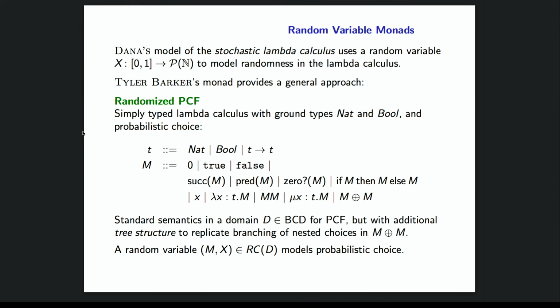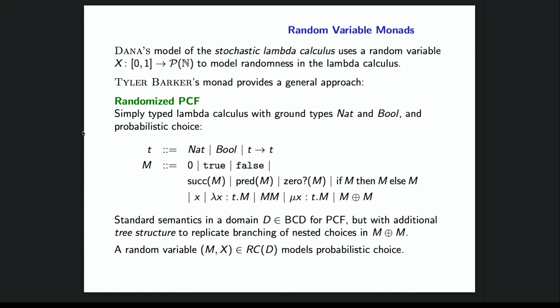And all of his work was done in that model. That was his whole universe. And his randomness was a random variable from the unit interval to P of n. So Tyler's monad generalizes it. Here's the syntax of a language that's called randomized PCF.